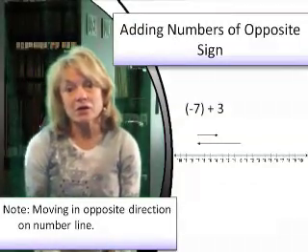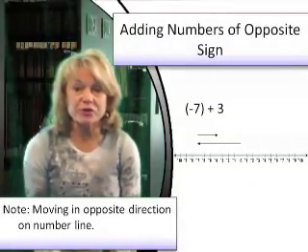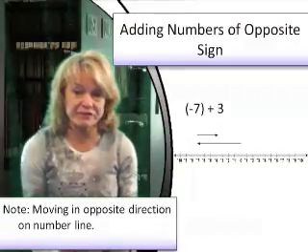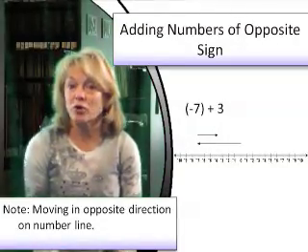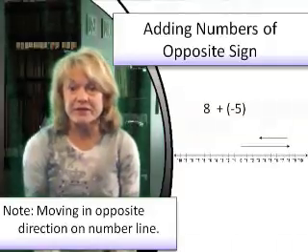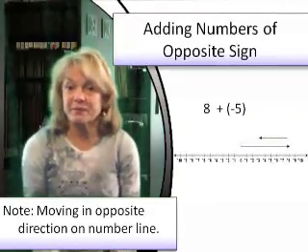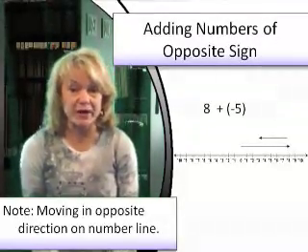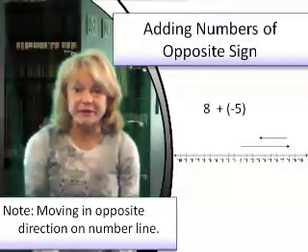Now, with opposite signs, you will again start at 0, move one direction, and then the other direction. With the 7 being larger in magnitude, the result is on the left side of 0, 4 units away, or a -4. Here we move 8 to the right and then 5 to the left. We end up on the positive side, 3 units away. The result is a +3.